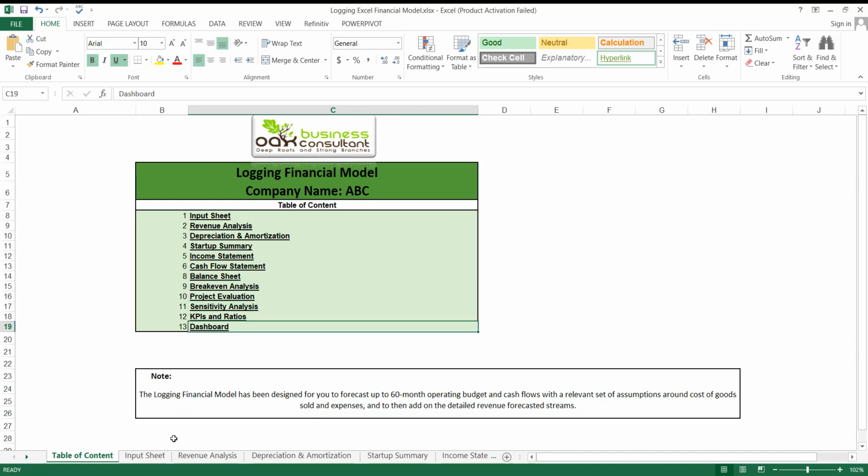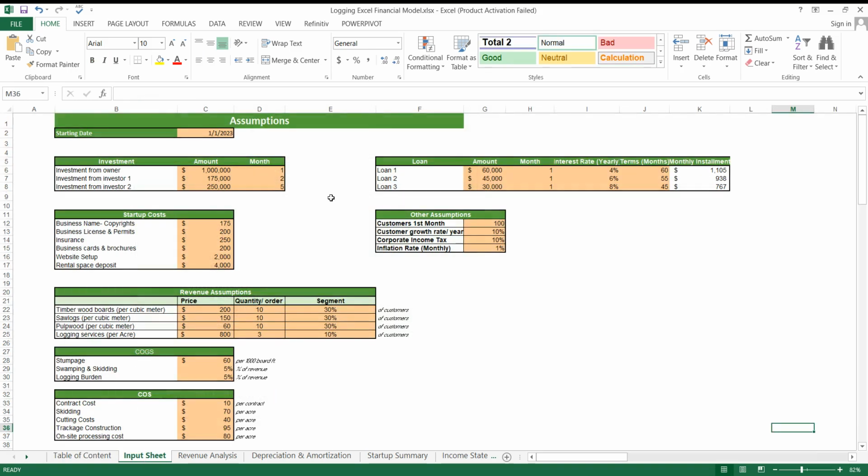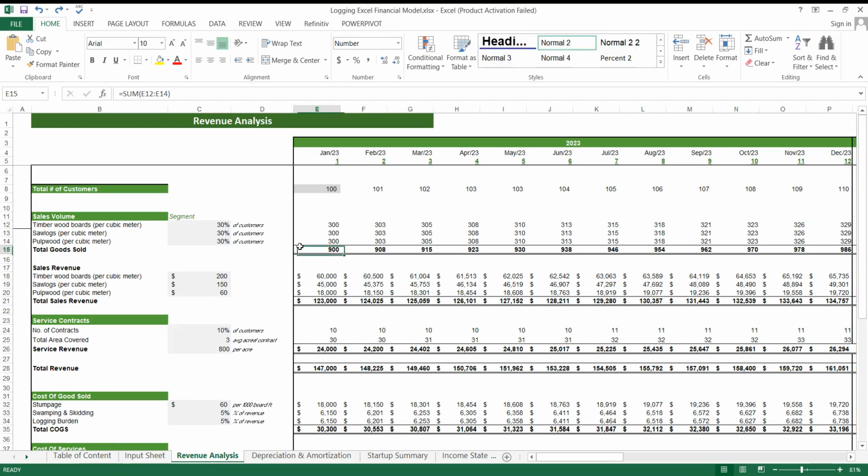analysis, and the dashboard. Moving on, we have the input sheet, which consists of all of the assumptions relevant to your business. The sheet contains inputs whose changes impact calculations, therefore, the changes are applied to all relevant sheets. For instance, if I change this price from $200 to $300, this change will be applied to all the relevant sheets. Next, we have the revenue analysis sheet.